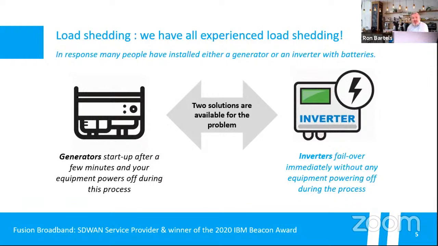An inverter works differently. It fails over immediately. So if you've got your computer connected to it or any other device, your TV, some other type of appliance, and there's an Eskom load shedding event, you don't stop working. You carry on working, and you don't notice that your computer link fails or anything else fails. So that's the difference between a generator and an inverter.